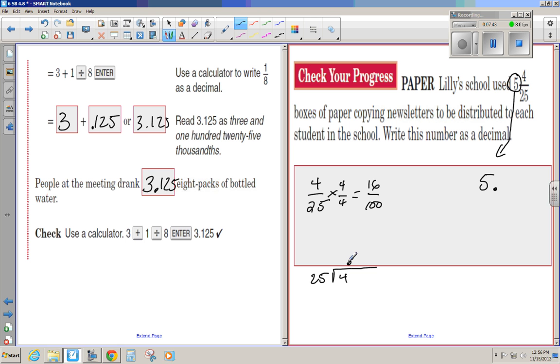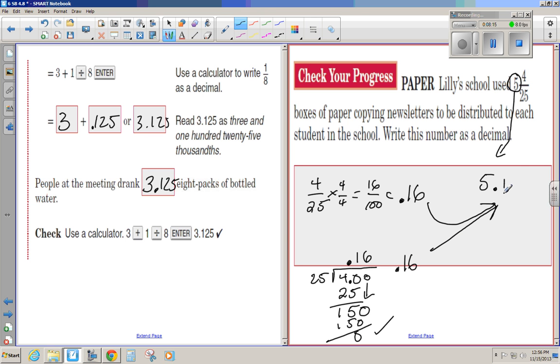25 goes into 4. It doesn't, but 25 does go into 40. 25, 15, annex a 0, another one. 25 into 150 would be 6 times. 150 with a remainder of 0, and I'm done. So 16/100ths, that's 0.16. 25 into 4, 0.16. Either of those numbers goes here.